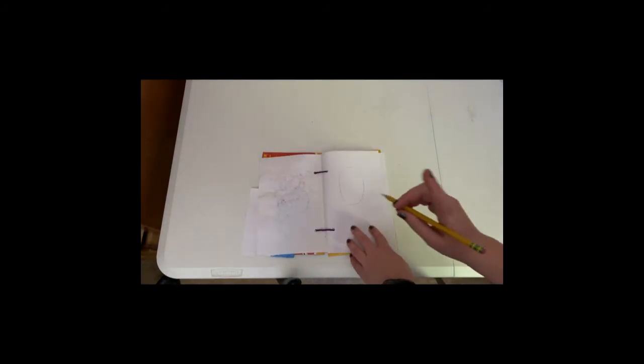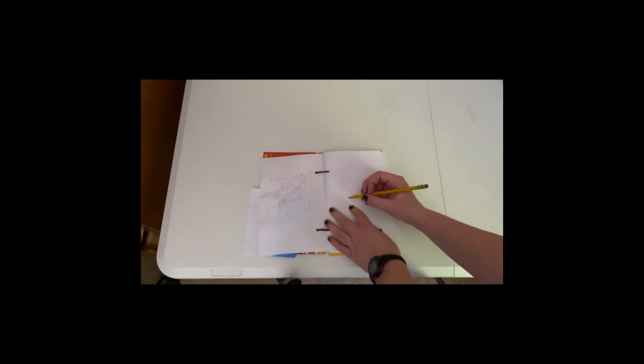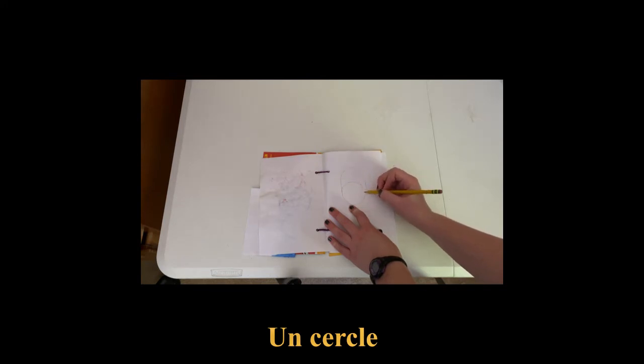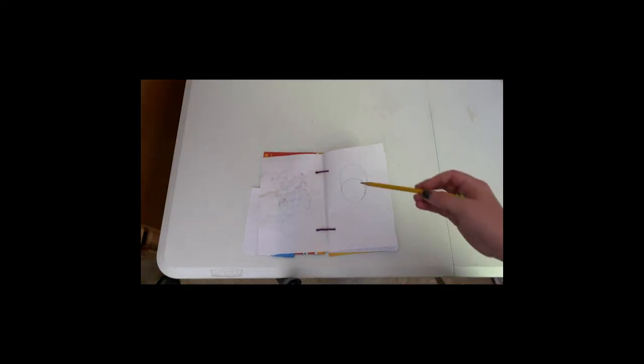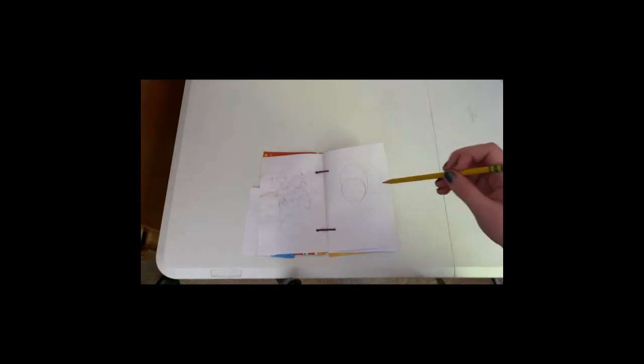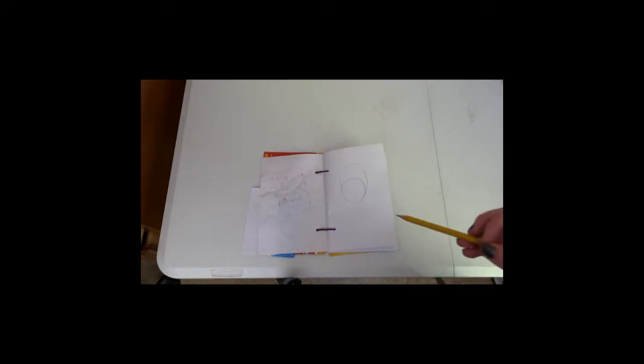All right. And so now what we're going to do is we're going to draw a circle within this oval at the bottom. Un cercle dans l'ovale. Like that. There we go. Okay. So this is kind of where the jaw of the dog is, so where his nose is going to go. So now we're going to draw the ears.